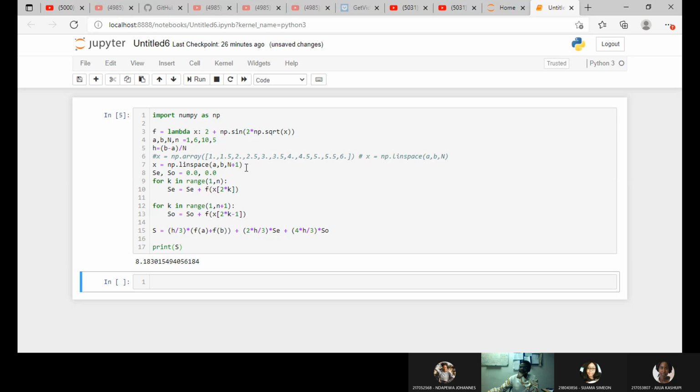So here you have n plus 1, right? Because when you use linspace, the n that you put there, it will take n minus 1. But we want n itself, not minus 1. So that's why I added 1 here. Anyway, you just need to understand what linspace does. We have exactly the same result.